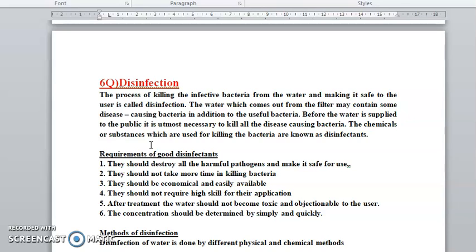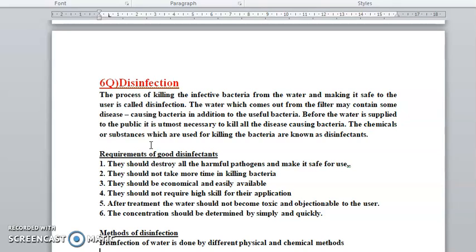Okay, requirements of a good disinfectant. They should destroy all the harmful pathogens and make the water safe for use. First one, it should not take more time to kill the bacteria. It should be economical and easily available. They should not require high skill for their application. After the treatment the water should not become toxic and objectionable to the user. The concentration should be determined simply and quickly.